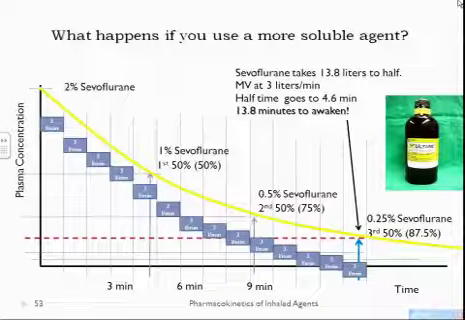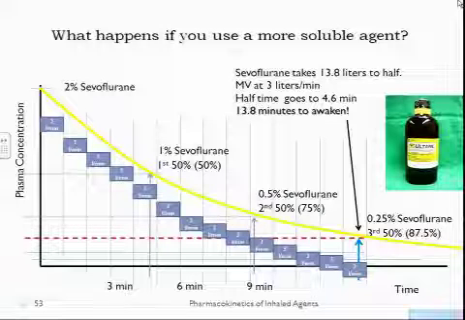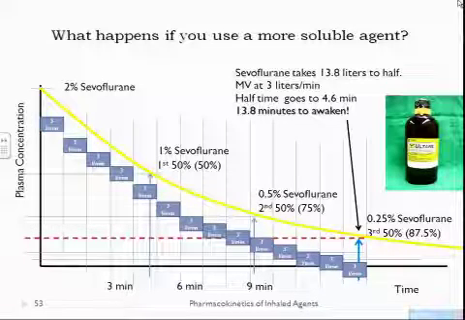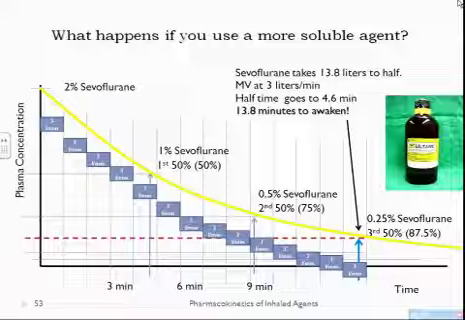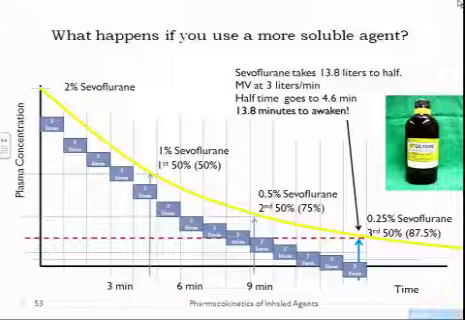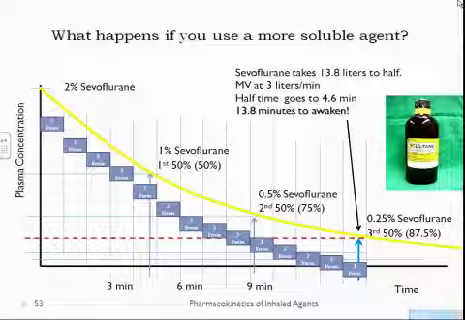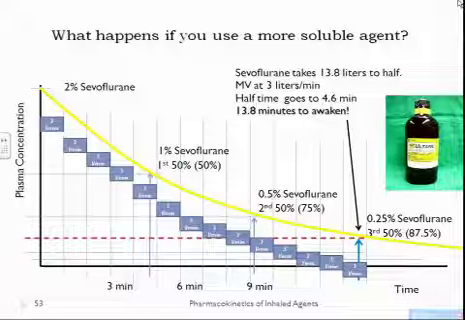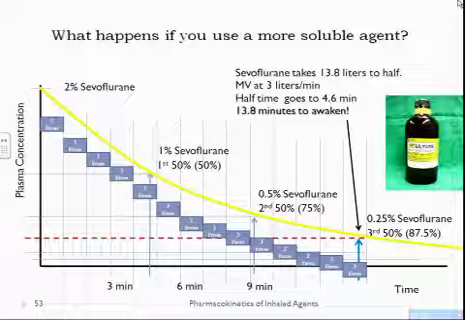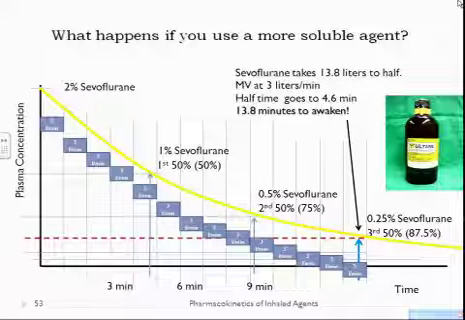If you're using the more soluble agents like isoflurane or sevoflurane, okay, this one's a sevoflurane example, what it actually takes is around 3.8 liters to half. So you can see the first halving is going to take a considerable amount of time, more like 4.6 minutes. So these people will take 13.8 minutes to wake up. So what should you do with Sevo? Shut it off early.